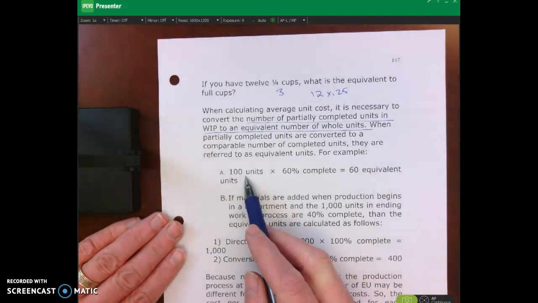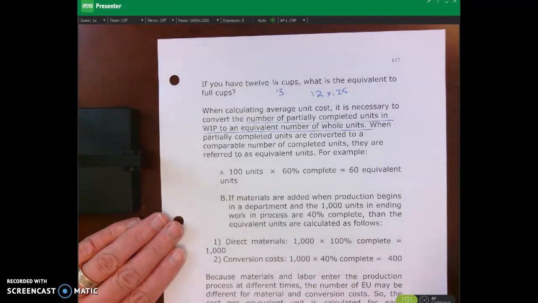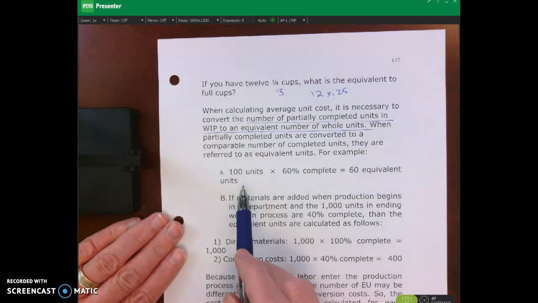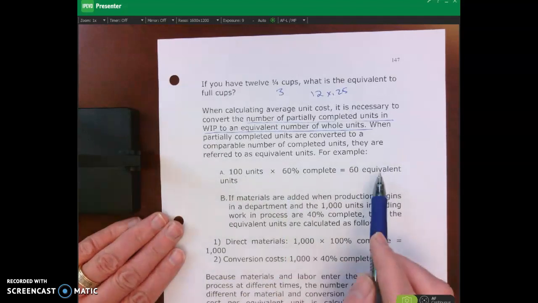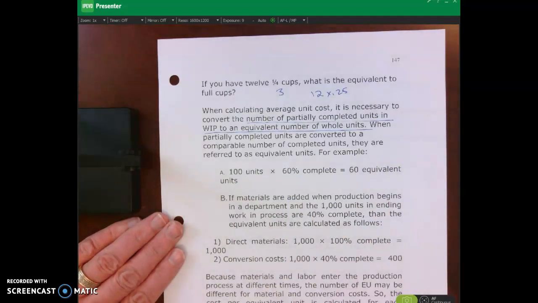We take the number of units in ending work in process, which means they're not done, times their percent complete. So for example, if we have 100 units in ending work in process, and they are 60% complete, that gives us 60 equivalent full units.